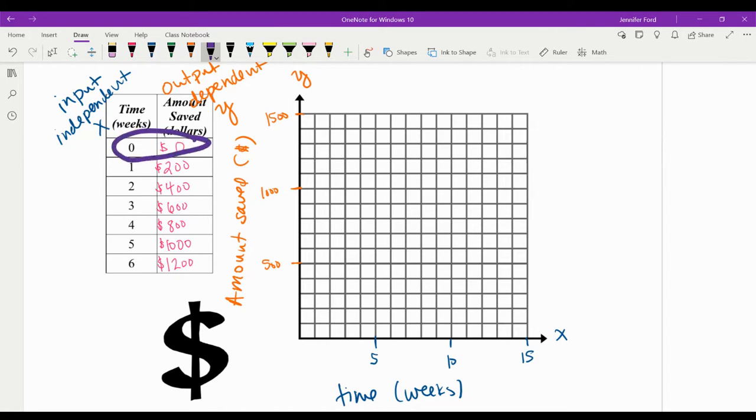So this is my first point, 0, 0. So that's going to go right here at 0, 0. Then my next point is at 1, 200. And then at 2, 400. And then at 3, 600. 4, 800. 5, 1,000. 6, 1,200. Now, because I have space on my graph, I'm actually going to keep going all the way up.